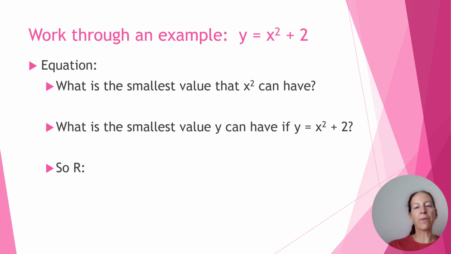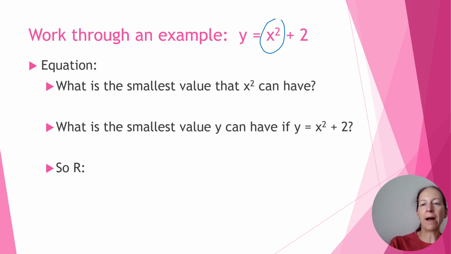So here's our example. This is the reasoning for the range going through the equation. So what is the smallest value that x squared can have? And this is why this is difficult to do with the equation, because on your own, it might be difficult to know what question to ask. So what's the smallest value that x squared can have?